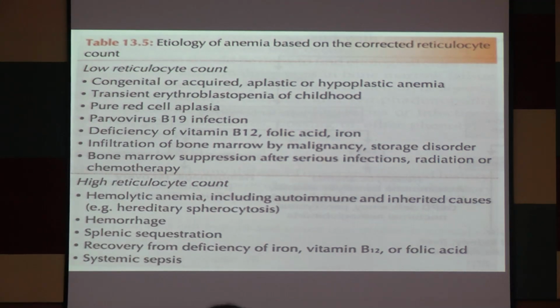And you will get high reticulocyte count in hemolytic anemia itself, as well as in sepsis, hemorrhage, splenic sequestration. This occurs again in hemolytic anemia, splenic sequestration occurs in sickle cell anemia.